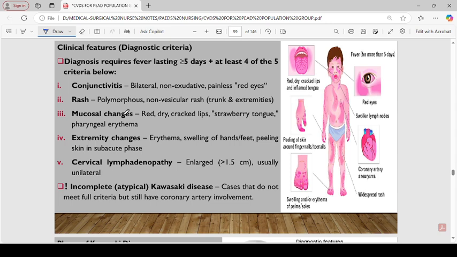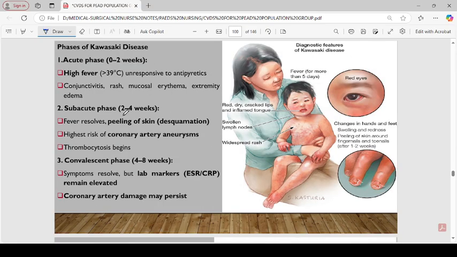In terms of clinical features, we can use the diagnostic criteria. The diagnosis of Kawasaki disease requires fever lasting greater than or equal to 5 days, plus at least 4 of the 5 criteria below: conjunctivitis, rash, mucosal changes, extremity changes, and cervical lymphadenopathy. Remember, incomplete or atypical Kawasaki disease cases do not meet these full criteria, but still have coronary artery involvement, so they should be taken seriously.